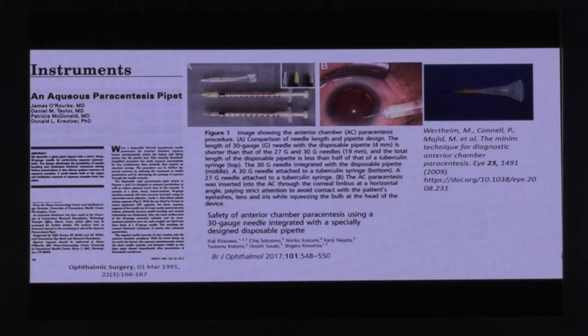One is a paracentesis pipette. This is another from the Japanese, where they have made a very short needle with a plunger. And this is the minim, where it is filled with saline. So you just press that, and when you release the pressure, the aqueous automatically enters the eye.